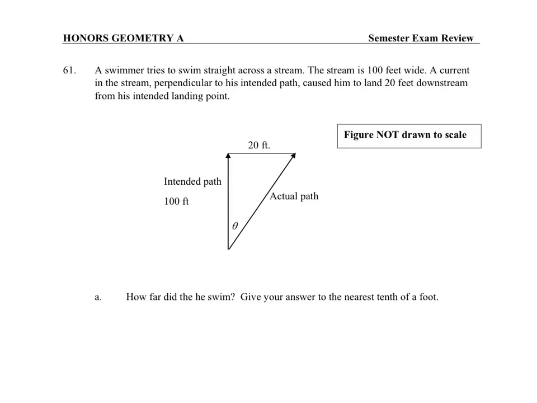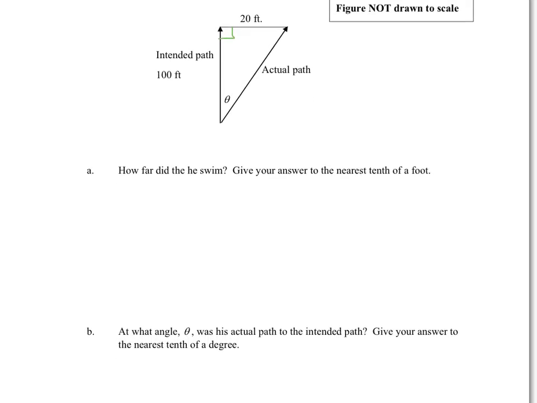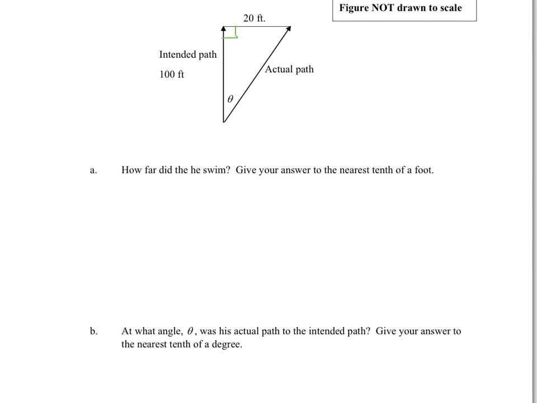Question 61. A swimmer tries to swim straight across a stream. The stream is 100 feet wide, and a current in the stream perpendicular to his intended path caused him to land 20 feet downstream from his intended landing point. So the question is, how far did he swim? Give your answer to the nearest tenth of a foot. So what we want to know is, how far was this actual path? How far did he swim?